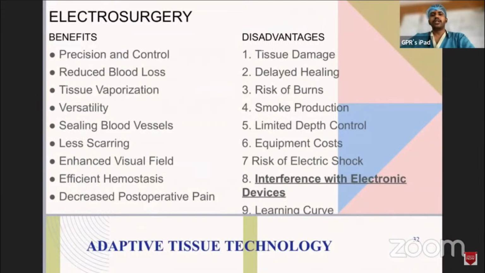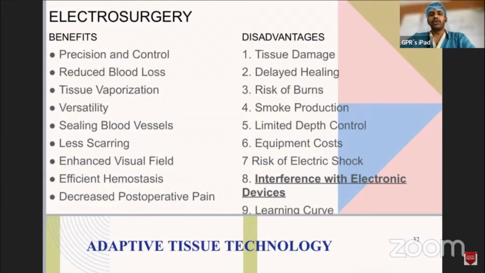The advantages of this electrosurgical unit include precision control, and the loss of blood will be very minimal, and tissue vaporization will be there, and the sealing of blood vessels will be very perfect, and there will be less scarring, and decreased postoperative pain. But whenever a vessel is sealed completely by a bipolar, we need some other extra device, like a cutting forceps or cutting device, to cut the sealed part. These disadvantages are taken care of by some other instruments that we are going to see now.